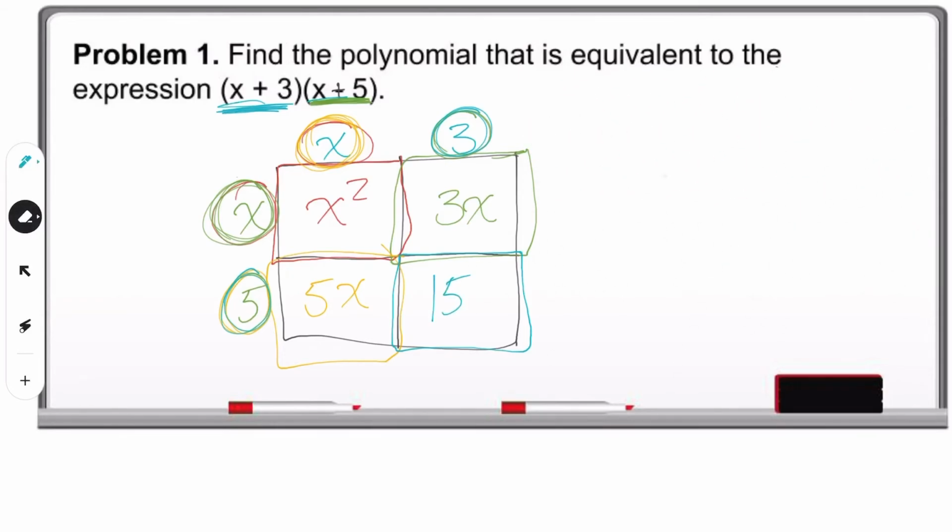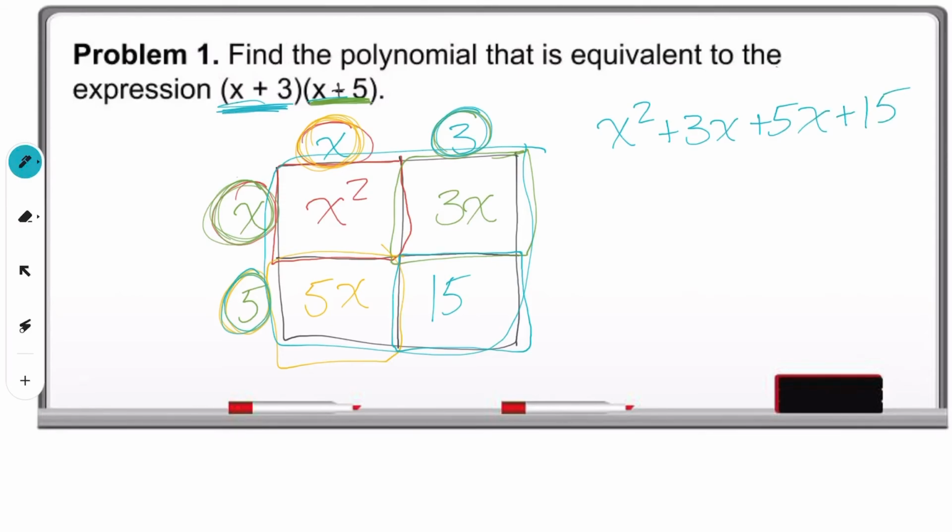Now all we have to do is take all of the terms inside of these 4 boxes and add them together. So in the top left box, I have an x squared. Top right box, I have a 3x. Bottom left box, I have a 5x. And the bottom right box, I have a 15.